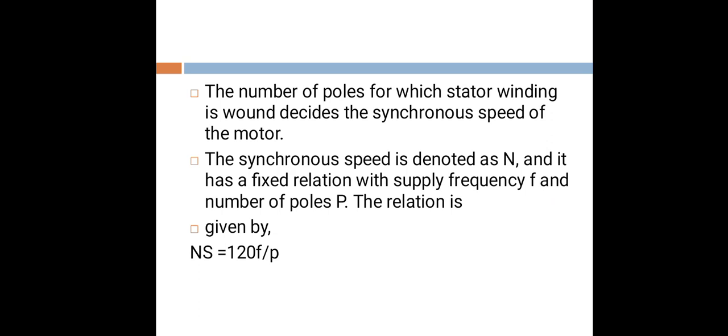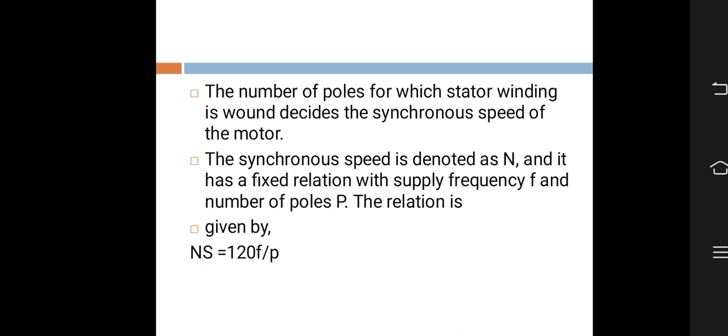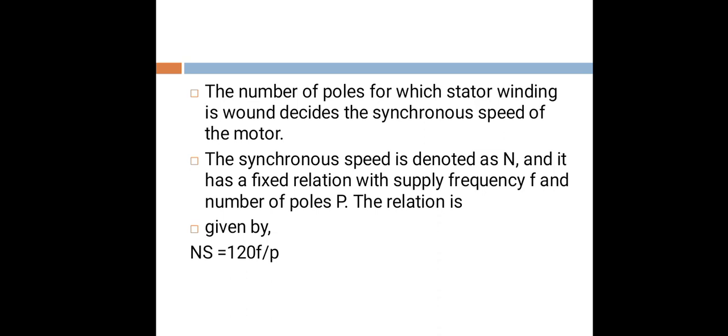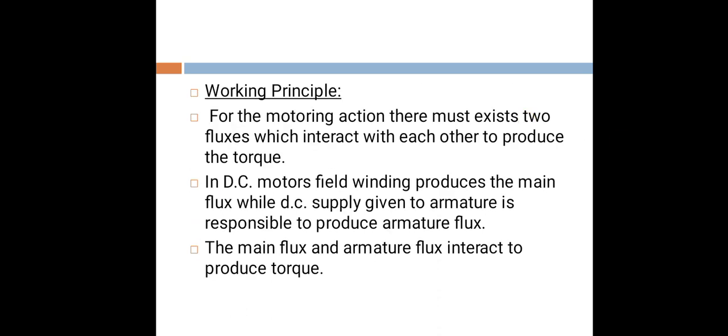The number of poles for which the stator winding is wound decides the synchronous speed of the motor. The synchronous speed is denoted as Ns and it has a fixed relation with supply frequency f and number of poles p. The relation is given by Ns = 120 f / p, where Ns is the synchronous speed, f is the frequency, and p is the number of poles.